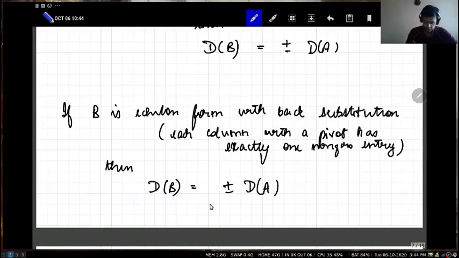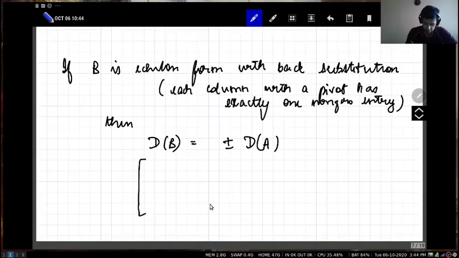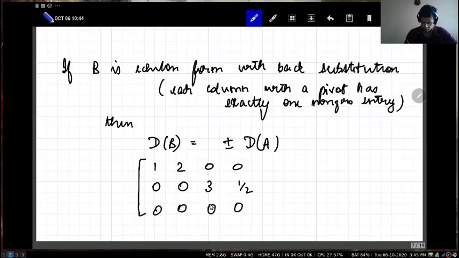So basically, in the echelon form with back substitution, the matrix B will be maybe of this form. Here's an example. So maybe 1, 2, 0, 0, 0, 0, 0, 0. This is one particular example, right? Okay.